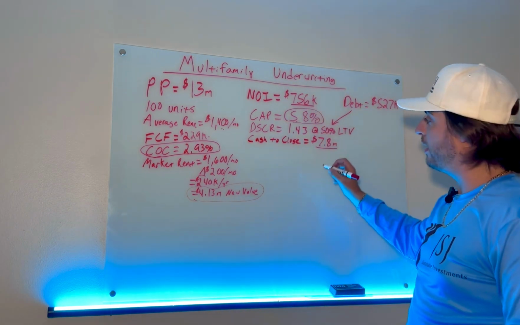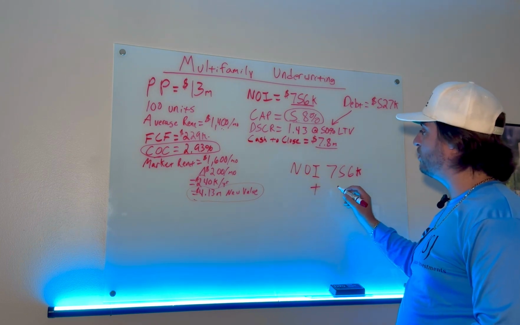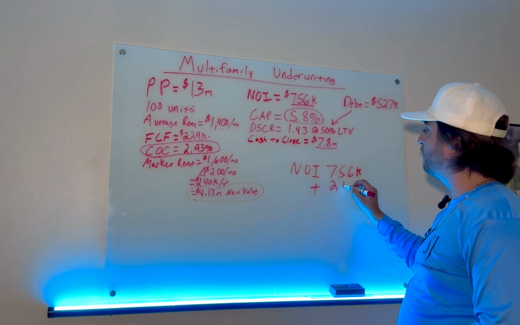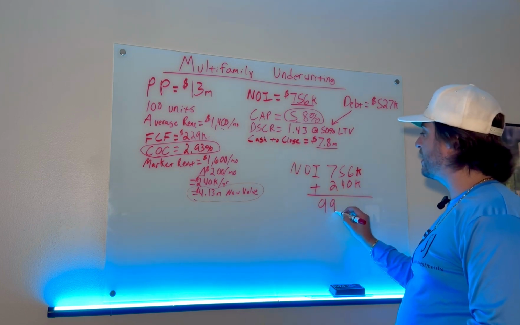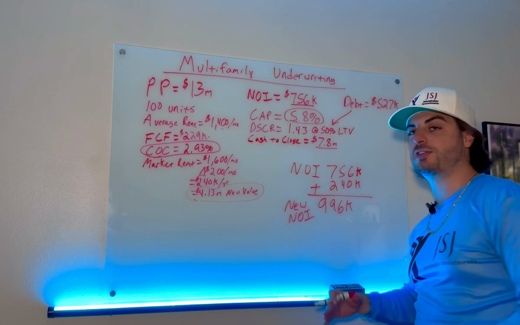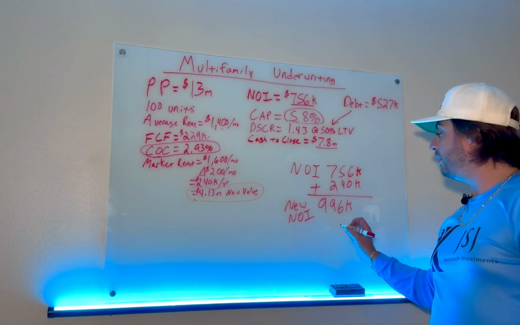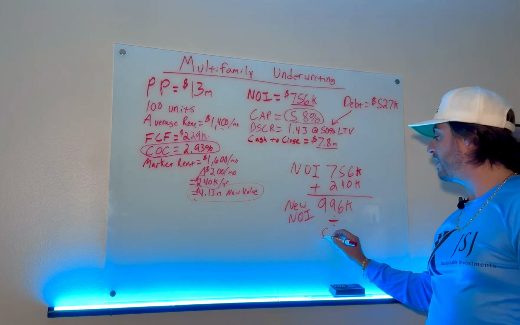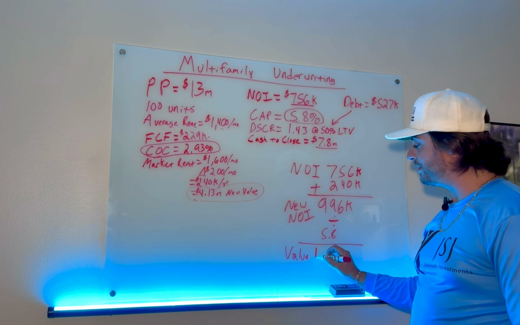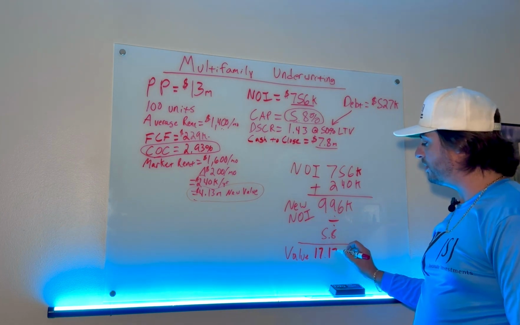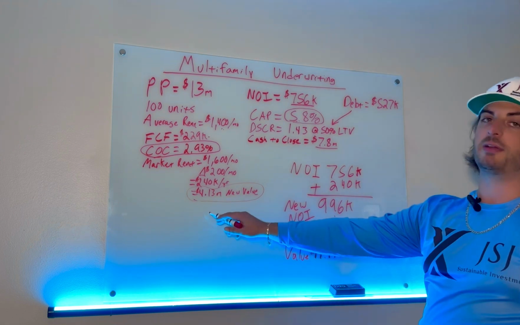So our NOI is $756K. And then if we add our new income of $240,000 a year, our new NOI is $996K. So the property is almost producing $1 million a year. If we take our new NOI divided by our cap rate of 5.8, we now have the new value of this property: $17.17 million. So we've increased our value by $4 million.